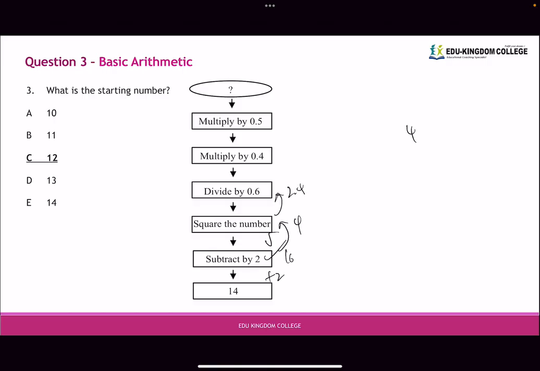2.4, and then multiply by 0.4, I'm going to divide by 0.4. That should give me 6, and then multiply by 0.5, divide by 0.5, or divide by half, or times by 2 should give you 12. Okay, so that is C.